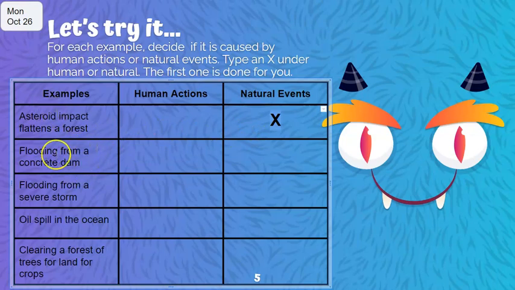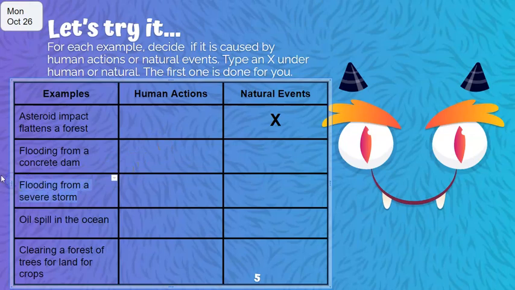Then we've got flooding from a concrete dam. Well, flooding is a natural hazard, which can turn into a natural disaster. But a concrete dam is not a natural event or a natural thing. Nature does not usually pour concrete in a way to funnel water. I mean, if it is happening, you probably should call somebody because alien activity could be a possibility. But flooding from a concrete dam, clearly a human action. Put that X in, get it done.